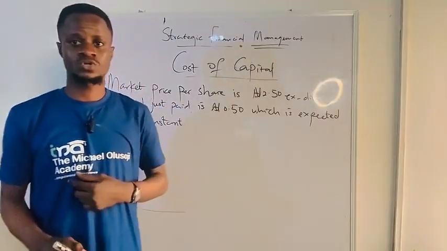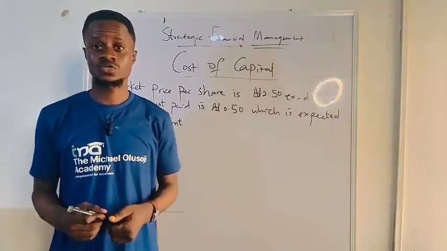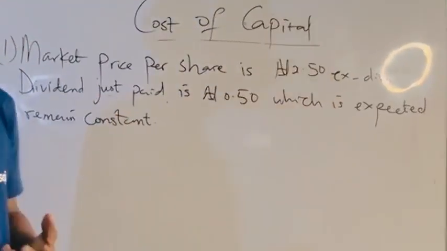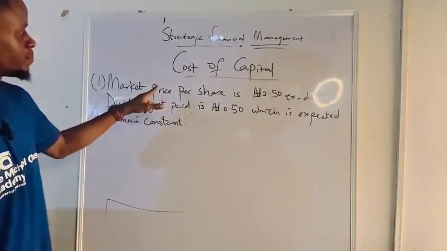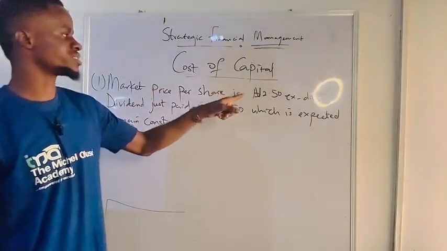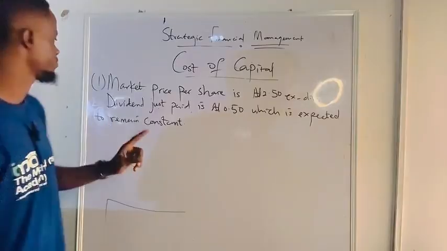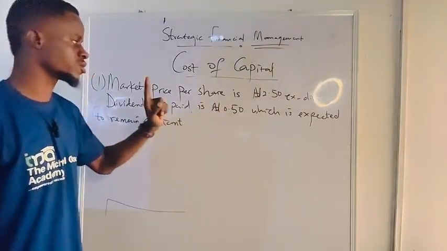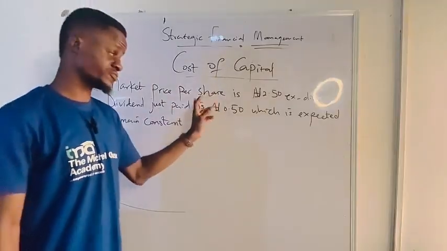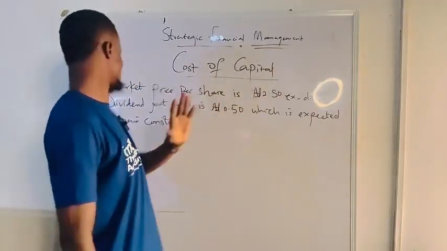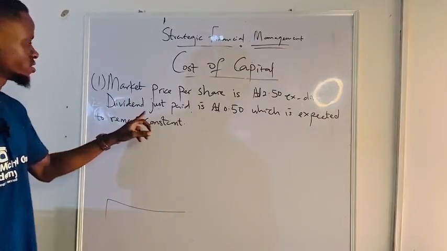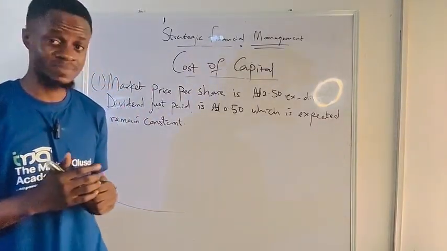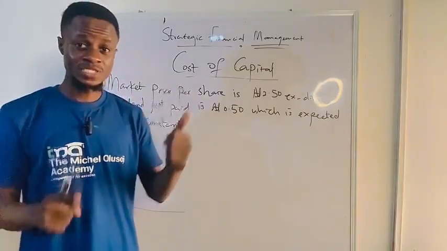So right now I want us to solve a question using the dividend valuation method. This is the question on the board. It says the market price per share is 20 naira 50 kobo. The ex-dividend just paid is 50 kobo, or 0.50 naira, which is expected to remain constant. Don't forget, this is very important. Don't forget what I explained to you about SFM speed.